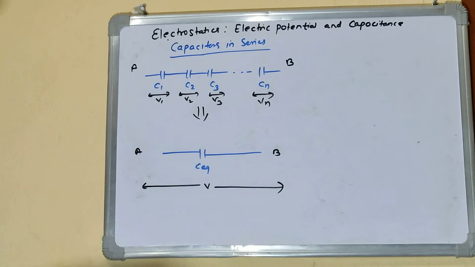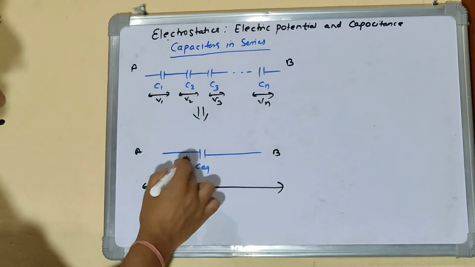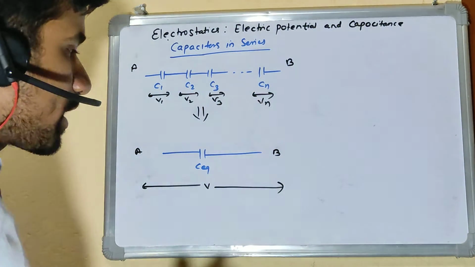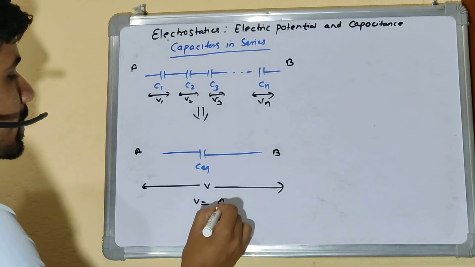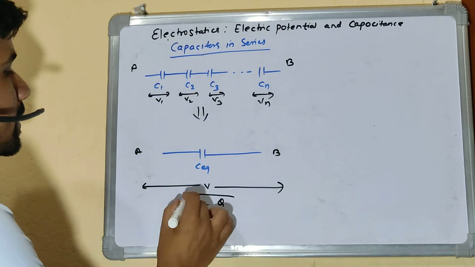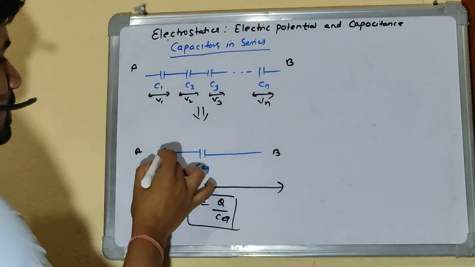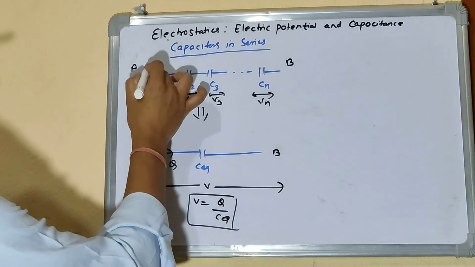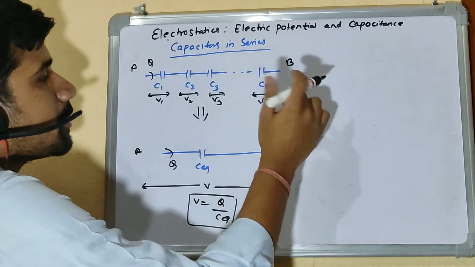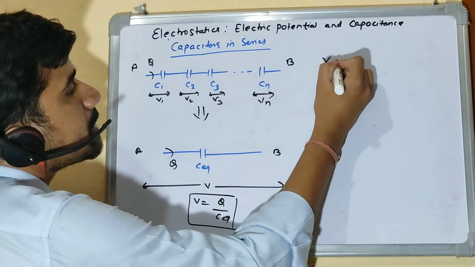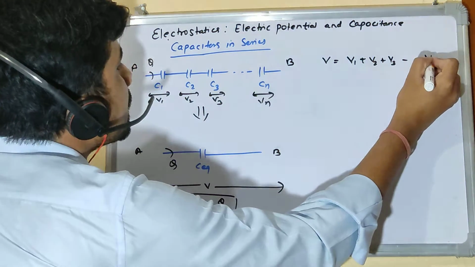Okay, now if I need to calculate this V based on CEQ, the equivalent capacitance, so I know V is nothing but Q by C equivalent in this particular case. This is charge Q here, this is also same charge Q which is flowing through all. Now if I need to calculate V from this particular case, V is V1 plus V2 plus V3 and so on till Vn, right?